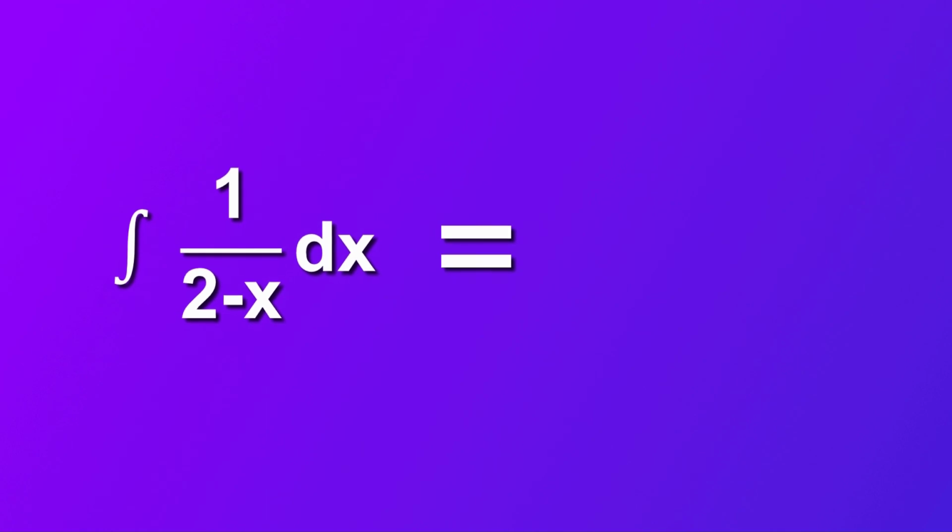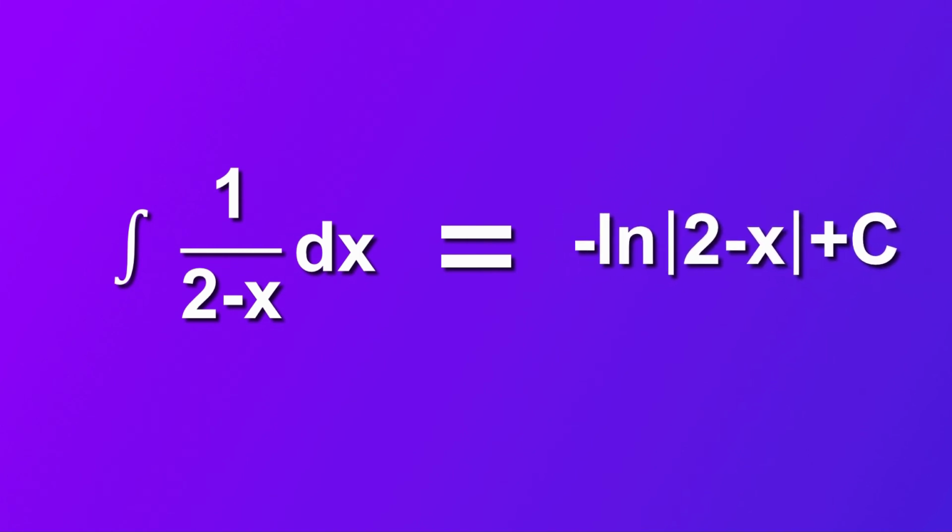Finally, the indefinite integral of 1 divided by 2 minus x by dx is equal to minus the natural logarithm of the absolute value of 2 minus x plus constant c.